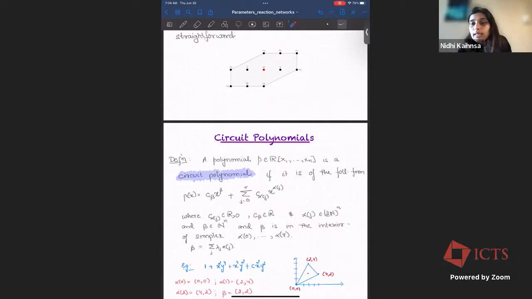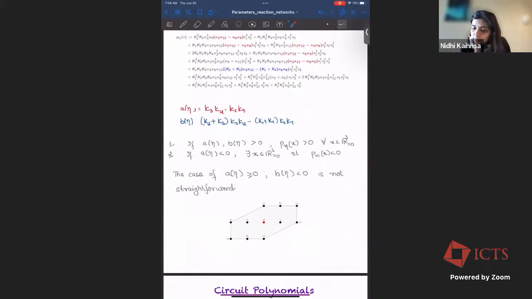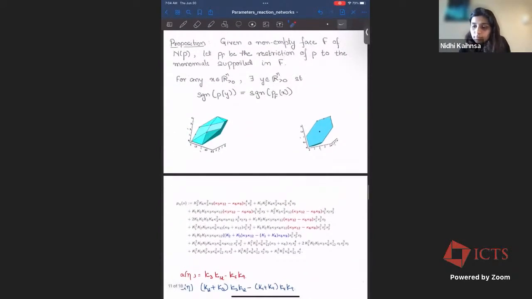Yes, just going back. So you used that lemma on Newton polytopes. That simplified your situation a bit, right? So these two, A eta and B eta, can potentially take negative values. So now, how do they behave in the vertices or the faces of this Newton polytope?